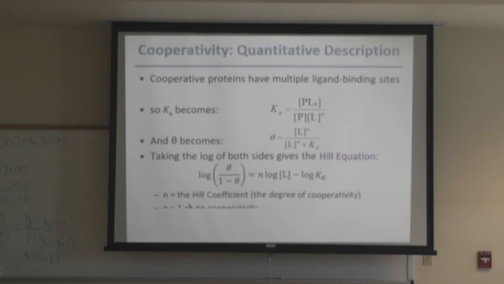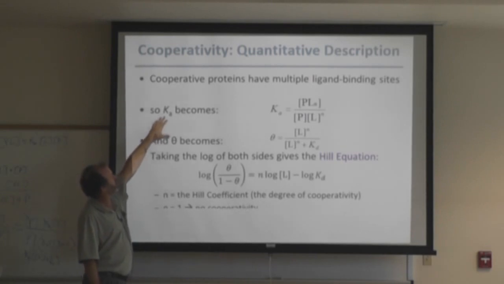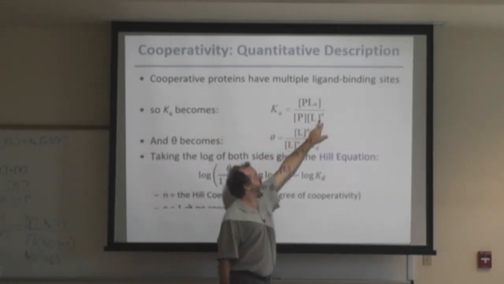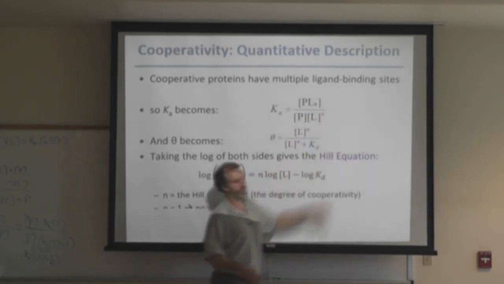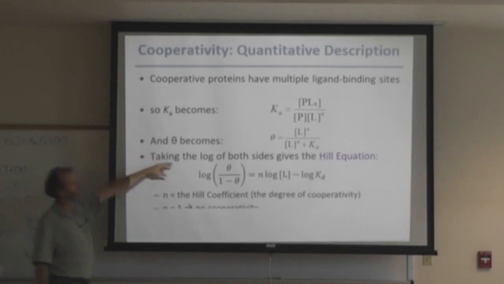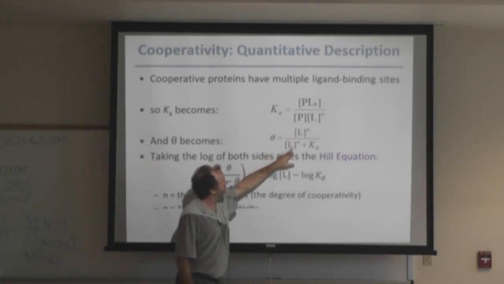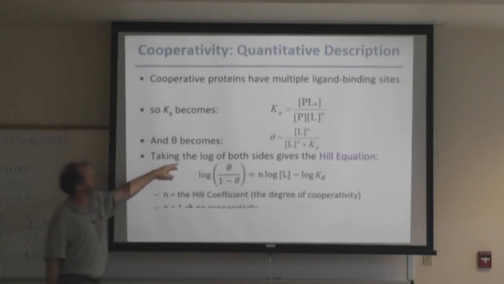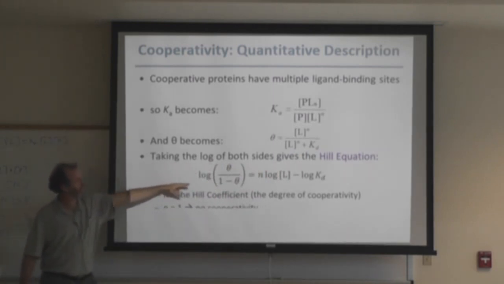Okay, so cooperativity. Cooperative proteins have to have multiple ligand binding sites, so the K of association becomes this, where you include N for the number of sites that you have. Theta is going to be equal to L to the N divided by L to the N plus the KD. Taking the log of both sides gives this Hill equation.